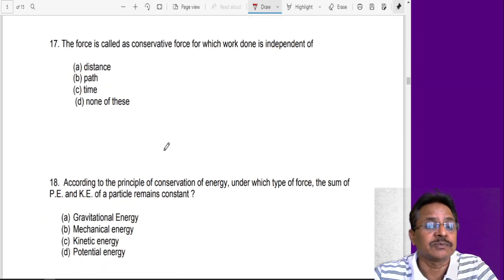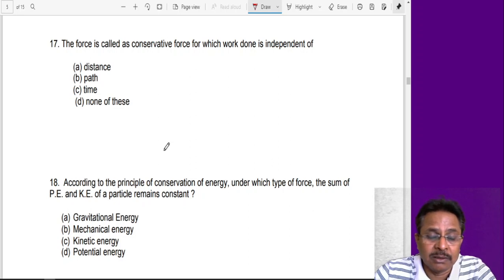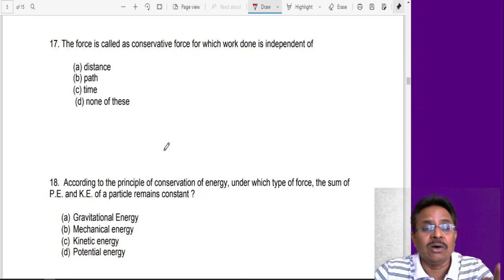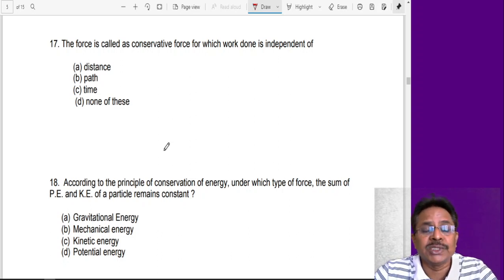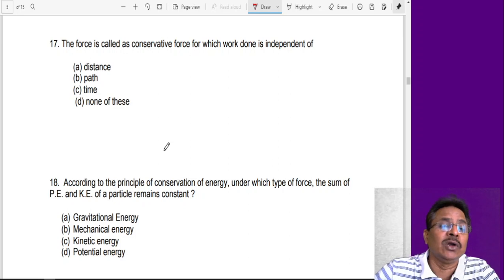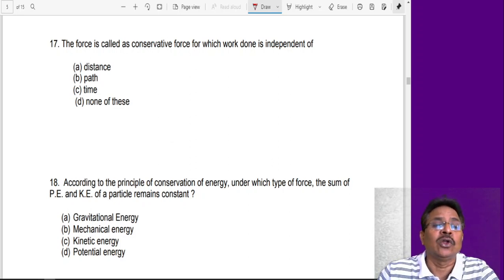Now 17, the force is called as... this is one more very important statement or very important example, as I am saying, because in examination that requires a clear-cut knowledge what the force is called as conservative force, and what do you mean by force which is called to be a non-conservative force. So here the force is called as conservative force for which work done is independent of distance, path, time, or none of these. So the correct answer is path.